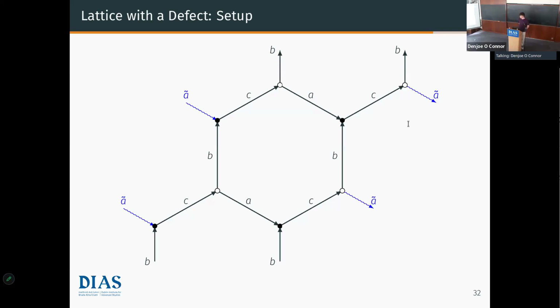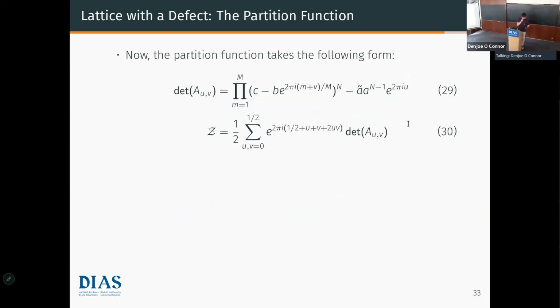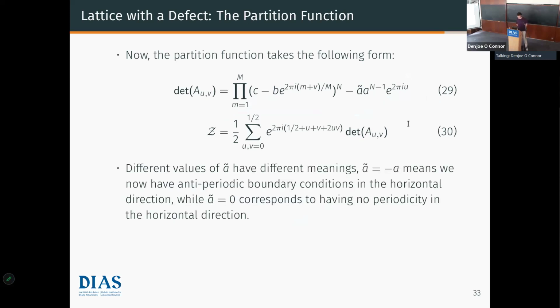So we can play around with this and see what the partition function looks like. It looks like the following. You basically replace one of those A bonds with an A tilde, and different values of A tilde then have different meanings. If we set A tilde equal to minus A, then it corresponds to having anti-periodic boundary conditions instead of periodic ones.